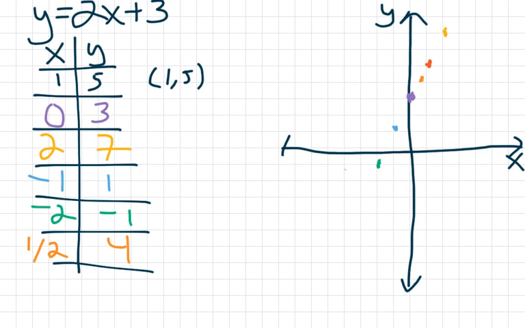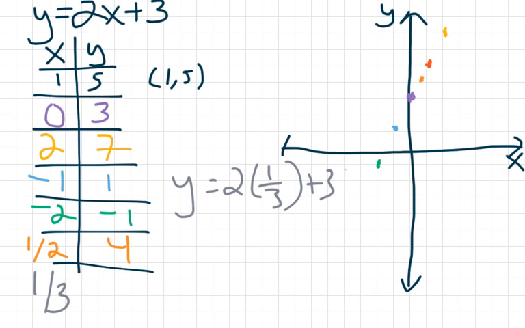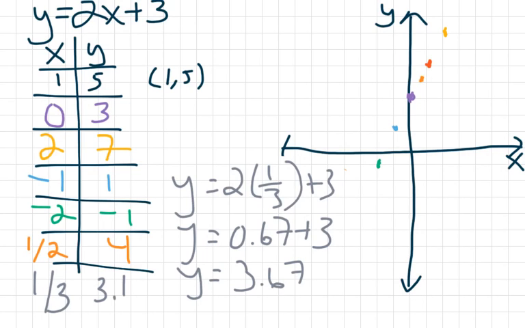So if we wanted to pick, and there are good numbers and bad numbers, I'm going to pick a number that kind of comes out nasty. We'll pick 1/3. So that would be going on the x-axis 1/3 across, and it's going to be somewhere in between the purple dot and the orange dot there. So I would plug in 2 times 1/3 plus 3. This you might want to convert to a decimal. This is going to be about 0.67, and we end up with this kind of nasty decimal, 3.67.